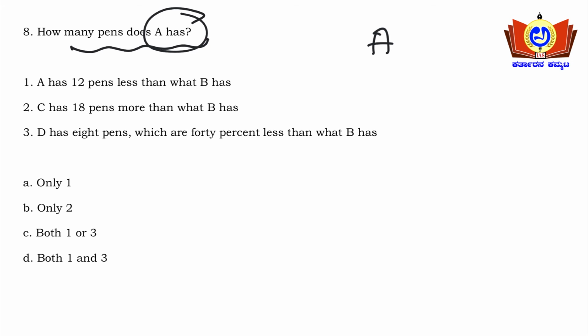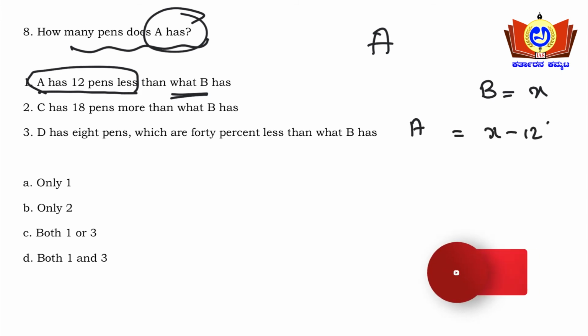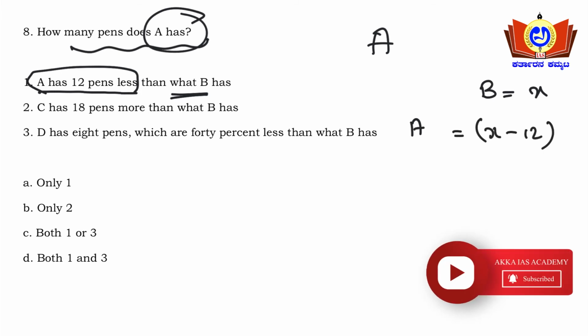This is the question here. The first statement tells that A has 12 pens less than what B has. If B has X pens, then A will be having X minus 12 pens. But we didn't get the figure here. See here, statement 1 it is.